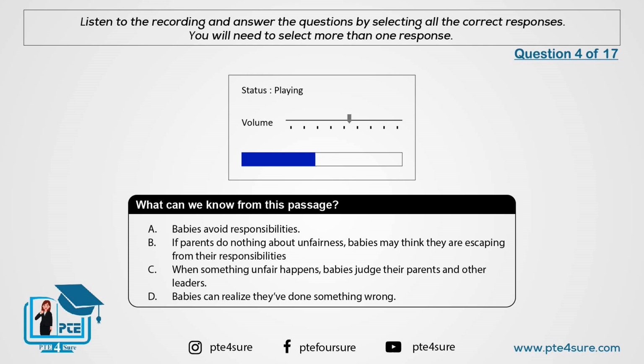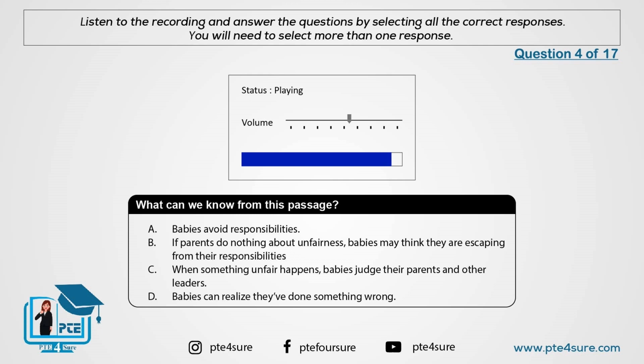When these transgressions occur, babies evaluate parents and other leaders and say, well, you saw this transgression. You know this is not fair. Are you going to do something about it? If you don't, then you are shirking your responsibilities, and it makes you less of a leader, less of a parent. That's right. Babies are judging you.